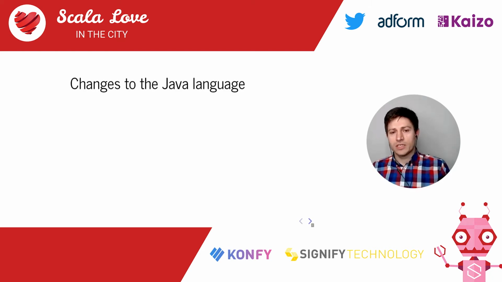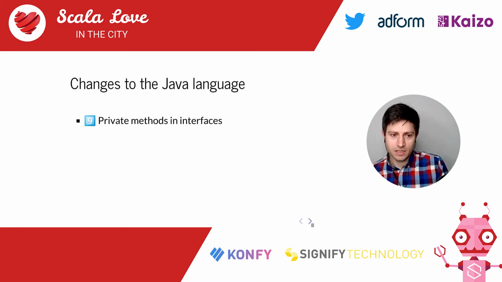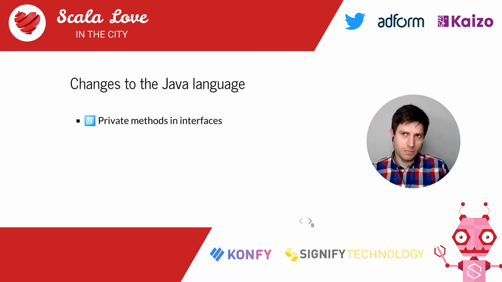So, changes to the Java language we've seen over the last few years, and only some of them, because we are not able to cover all of them in 30 minutes. We now have private methods in interfaces since Java 9, which makes them more and more similar to traits.